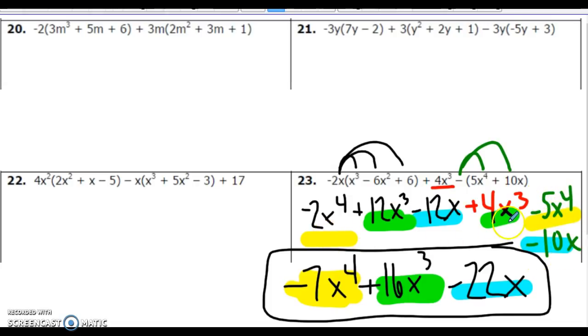Then I highlighted. I took my x to the 4th, so I can put those together. Negative 7x to the 4th. Took my x to the 3rd, so I can put those together. 16x to the 3rd. Then I put my blues together. Negative 22x, if you got that. Awesome! That would be like a level 4 question, and my heart would be super duper happy that you got it.